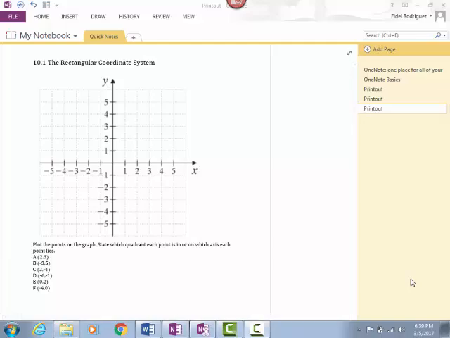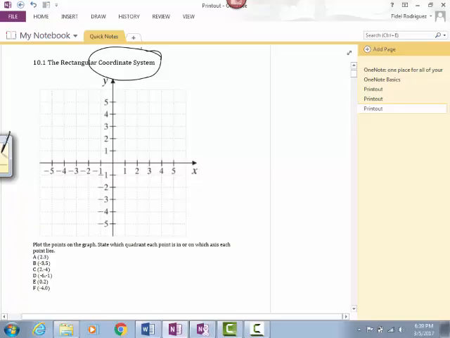All right, section 10.1 talks about the rectangular coordinate system. And so what we're going to be doing here in the rectangular coordinate system is essentially what we have is two number lines. One of them is what we call the horizontal or the x-axis. The other one is what we call the vertical or the y-axis. And essentially what we've done here is we've taken sort of this plane or this piece of paper and we've cut it up into four pieces.